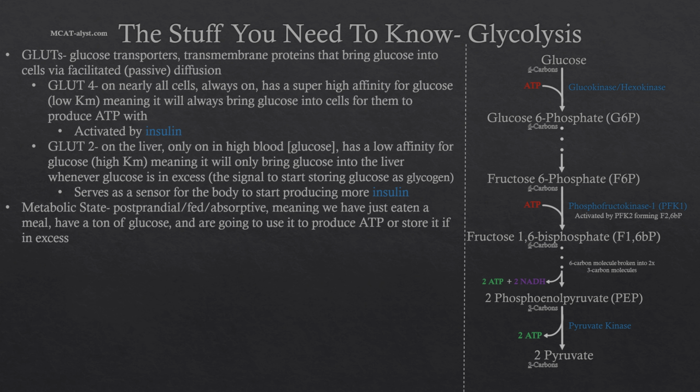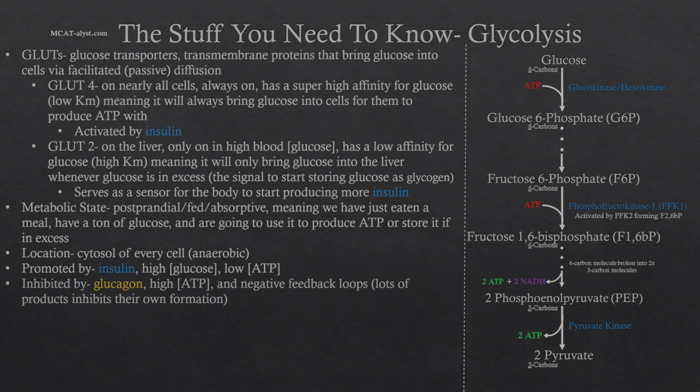This is occurring in the fed state. It's also called the postprandial or absorptive state, meaning that we're mainly going to be doing glycolysis when you've just eaten a meal and you have a ton of glucose that you can produce ATP with. Glycolysis is going to occur in the cytosol of every cell. It's considered an anaerobic process, meaning that it doesn't necessarily require oxygen. It's promoted by insulin, high amounts of blood glucose, and low amounts of energy or ATP, which should make sense. We have a whole bunch of glucose in our blood from our meal, and we want to make ATP with it.